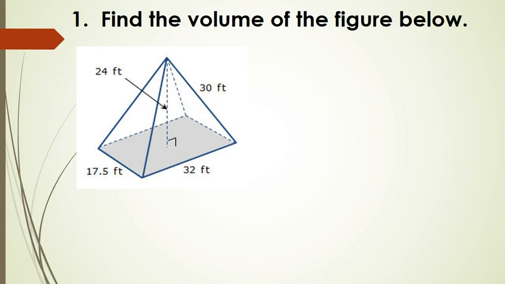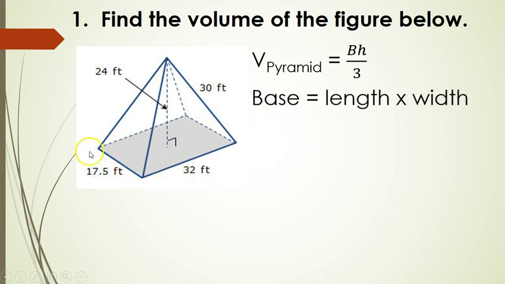The first question was find the volume of the figure below. Well, obviously the first thing you have to do is determine what is the figure. So it's a pyramid. So our formula on the formula sheet for the pyramid is volume, the base times the height. You have to figure out what is the base. So the base here, I noticed, is a rectangle.